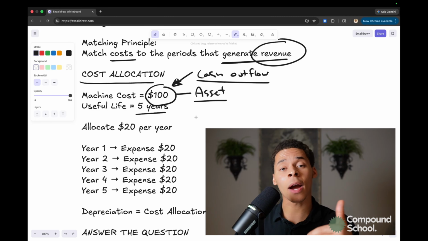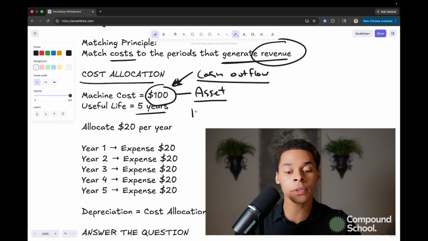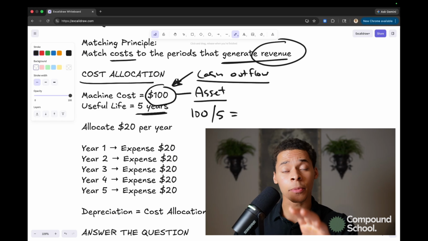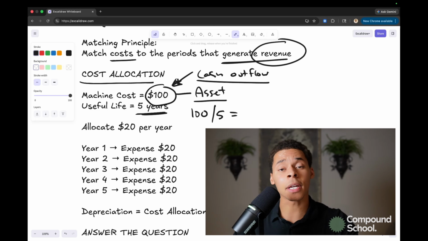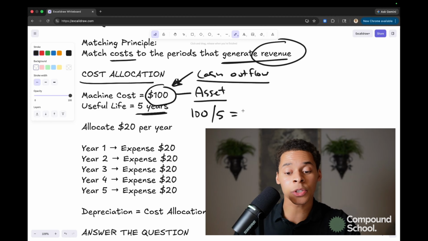This is going to be our non-cash expense. So we simply take the $100 cost of this asset and we're going to divide it by its useful life, okay? In this case, it's going to be 5 years. And this method is called straight line depreciation. There are a ton of other methods, but for the purposes of this video, we're going to use straight line depreciation to compute depreciation expense. So we simply take 100 divided by 5, that's going to get us 20.